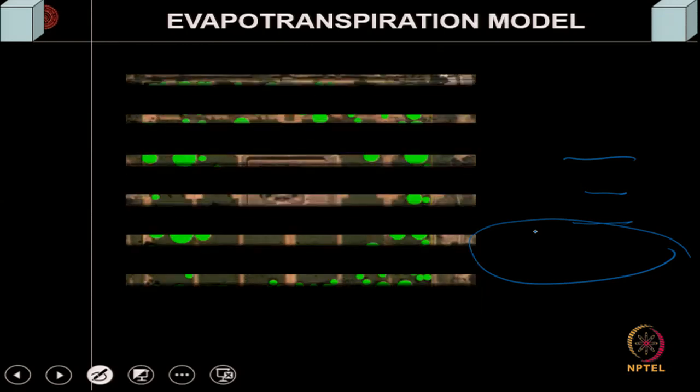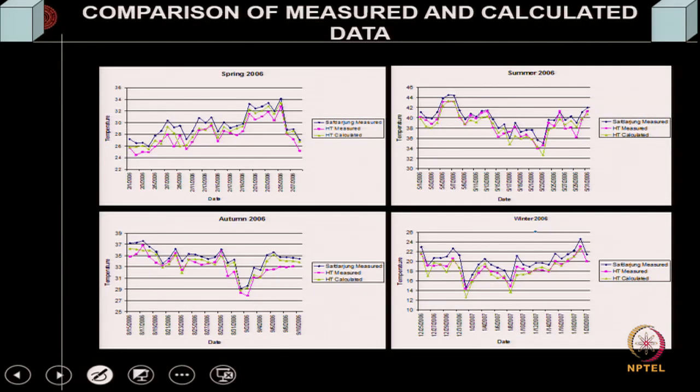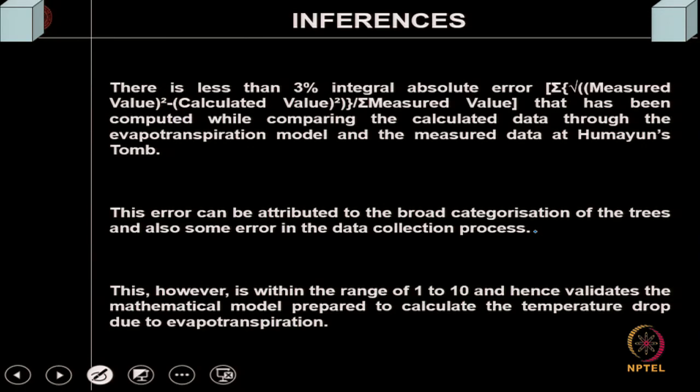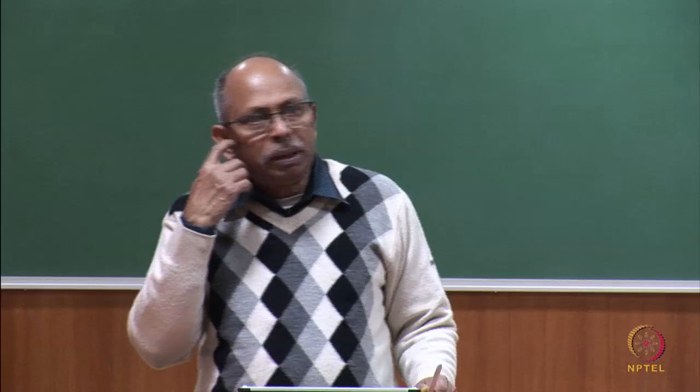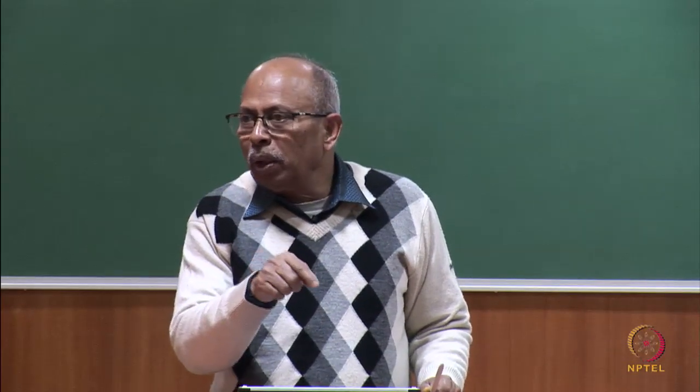These are the trees. So, these trees are modeled in this manner. Trees are modeled using the same model that I talked about, and the temperature is again shown here, right. So, there is less than 3% absolute error, measured value minus calculated value. One can estimate this; measured values were available to us, but we could also calculate it using the model that I talked about.